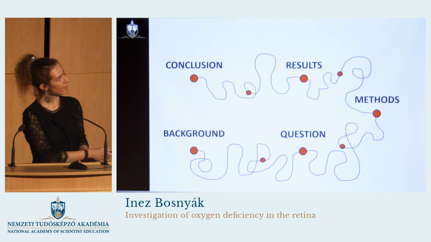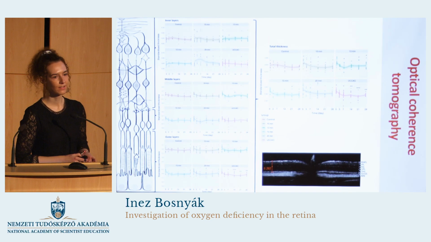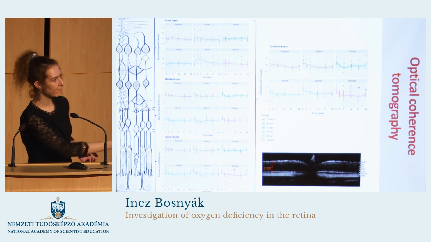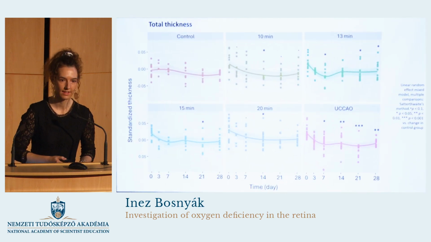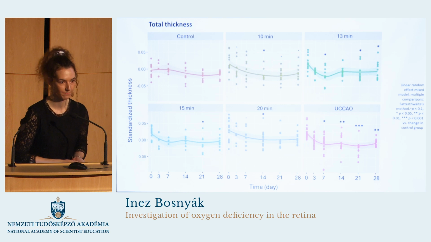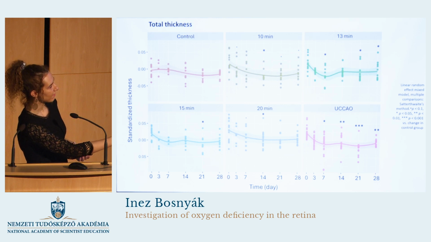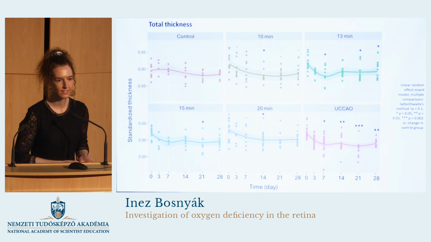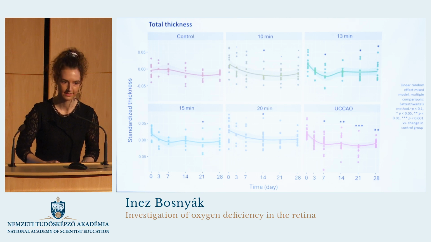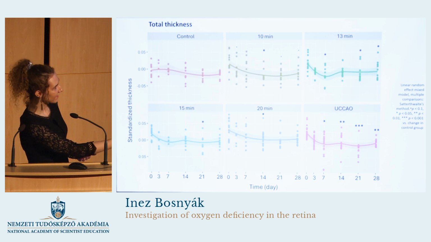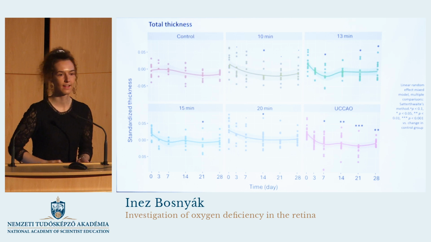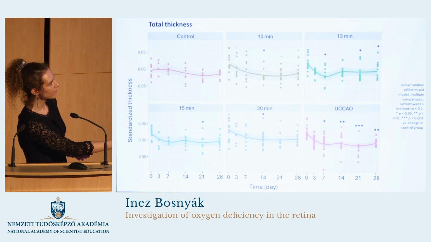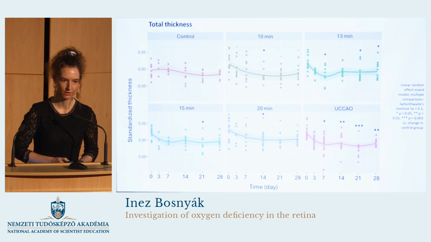Now let me show you our results. Begin with the OCT ones. All retinal layers were analyzed separately, but I would like to highlight just the total retinal thickness because of the limited time. You can see all groups separately, and the horizontal axis represents the days after the surgery, while the vertical axis shows the standardized thickness results. We experienced a significant decrease in the total retinal thickness after any kind of ischemia, but the damage was the most severe in the UCCAO group.